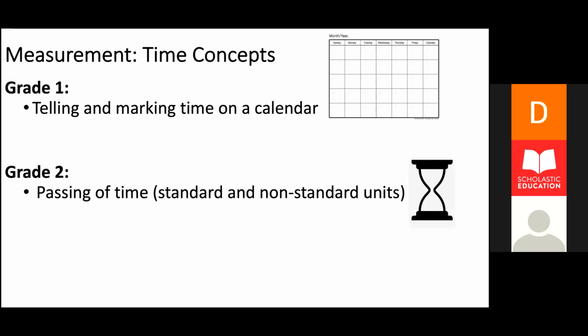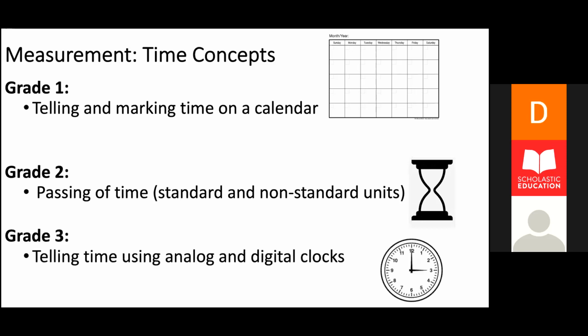Grade 2 has to do with the passing of time. They're working in standard and non-standard units. Again, they're not telling time. They're learning how many seconds are in a minute. They stand still for a minute to understand what a minute is, but they are not actually telling time. This doesn't happen until grade 3.